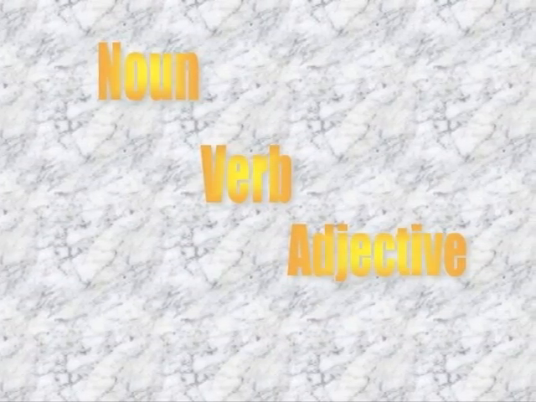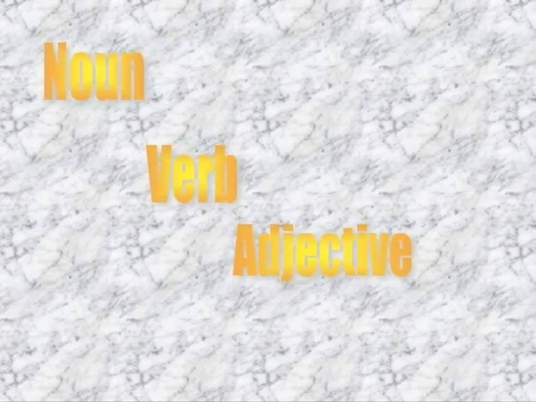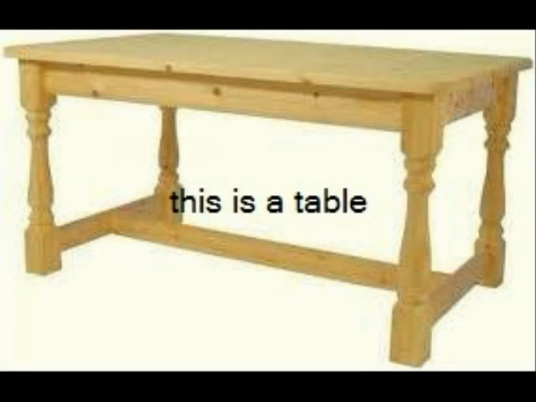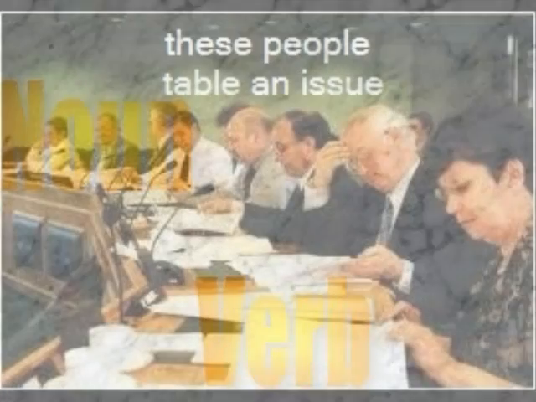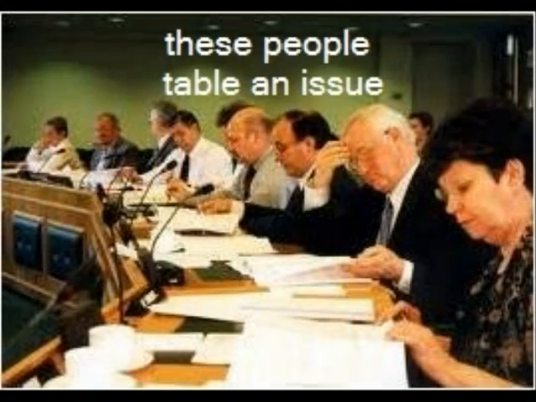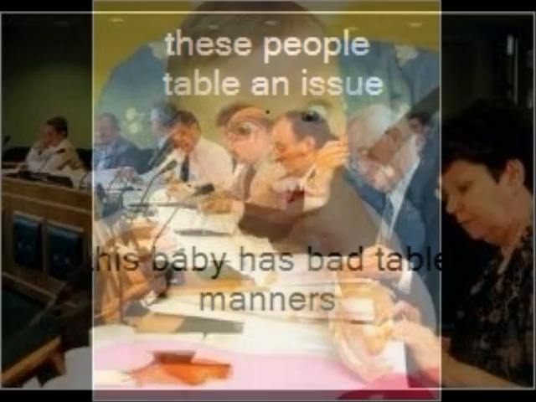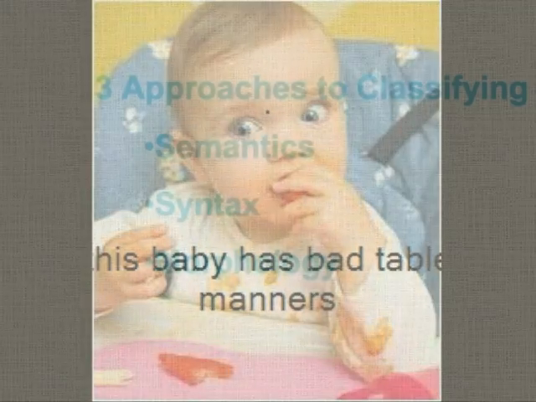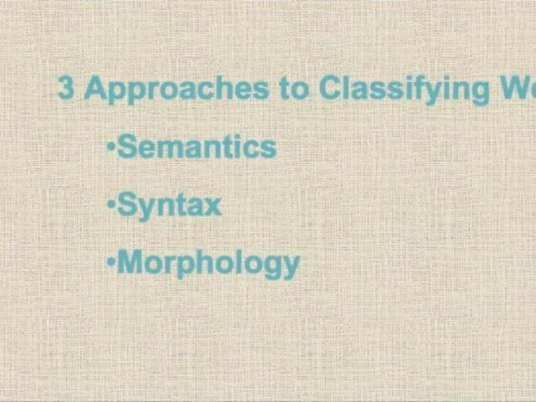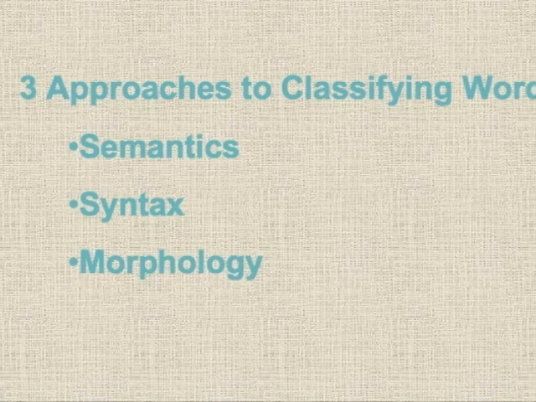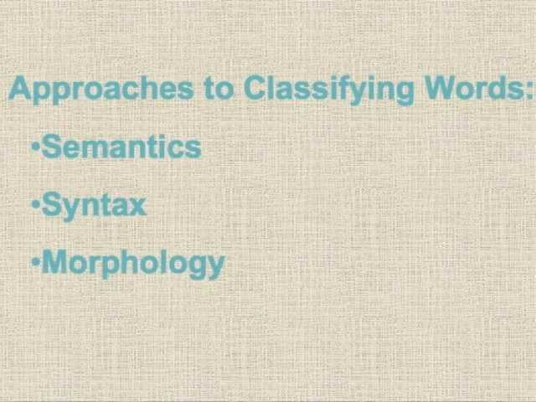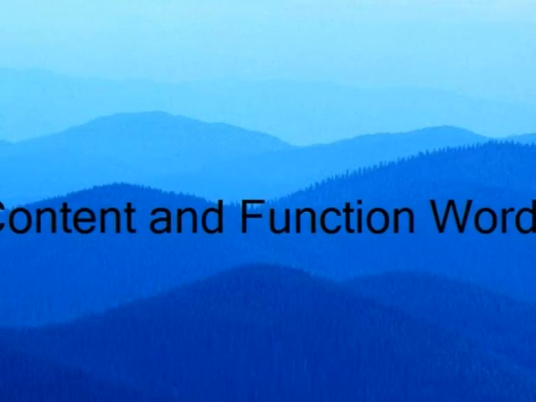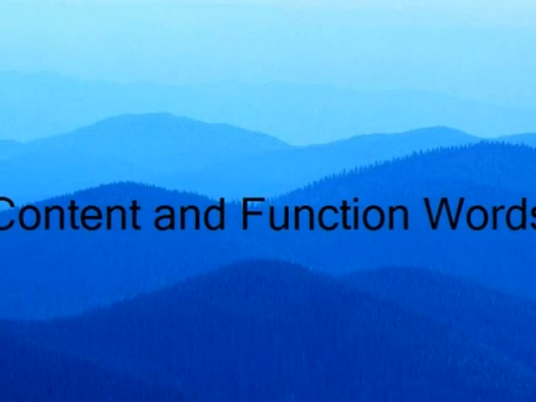However, some words can be used as a noun, verb, and adjective. Consider the three following uses of the word table. That is a table. He tabled the motion. He has poor table manners. In order to avoid confusing situations like these, we need to use all three approaches: semantics, syntax, and morphology to classify a word. We also classify words as either content words or function words.